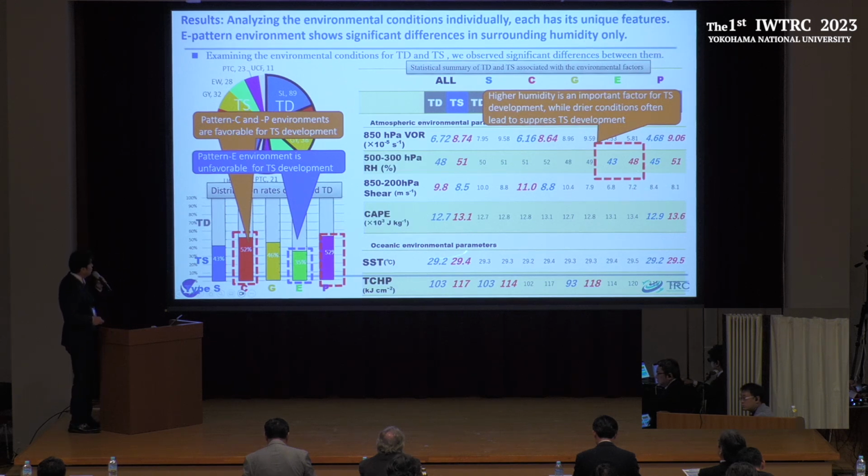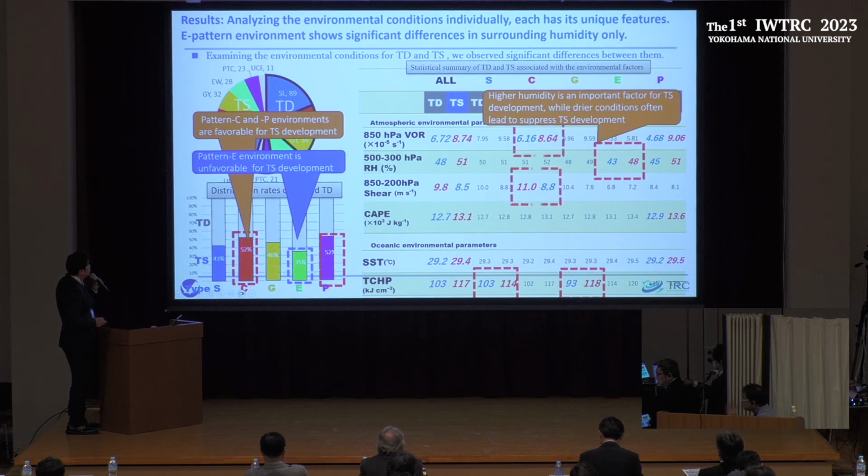On the other hand, the S pattern and P pattern relate to the monsoonal environment and show a difference in the conditions over the ocean only. But the C pattern shows a difference in the vertical shear and lower tropospheric relative vorticity.